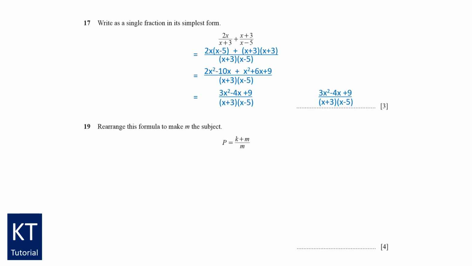When performing the addition or subtraction of fractions, we will need to equate the denominators. And in getting to its simplest form, we would need to be expanding on all necessary. Question 19. Rearrange this formula to make m the subject. Do note that m appears in 2 places in the equation, and by rearranging m per the working, it should lead m to being equals k divided by p minus 1.